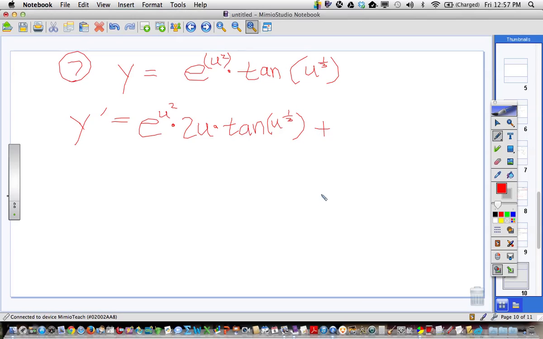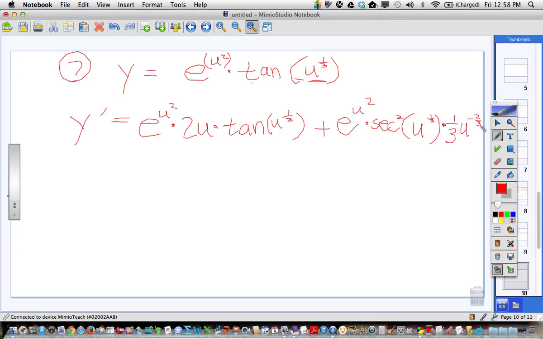plus e to the u squared left alone, times derivative of tangent. Derivative of tangent is secant squared, inside left alone, times derivative of the inside, which is 1/3 u to the negative 2/3. Right?